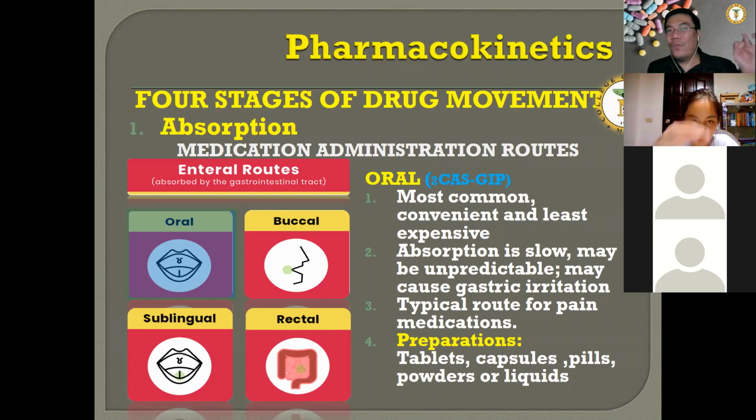So common, convenient, absorption is low. It usually causes gastric irritation and is usually for pain medications. So class, remember, since it goes through the oral route and passes through the stomach, almost all of the oral medications cause gastric irritation. Almost all. So that's why when you take medications orally, it must be on a full stomach because it may cause gastric irritation.